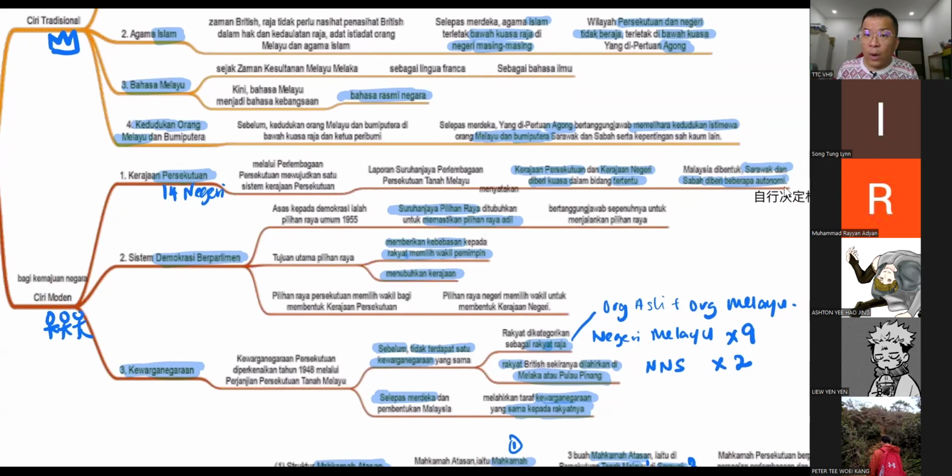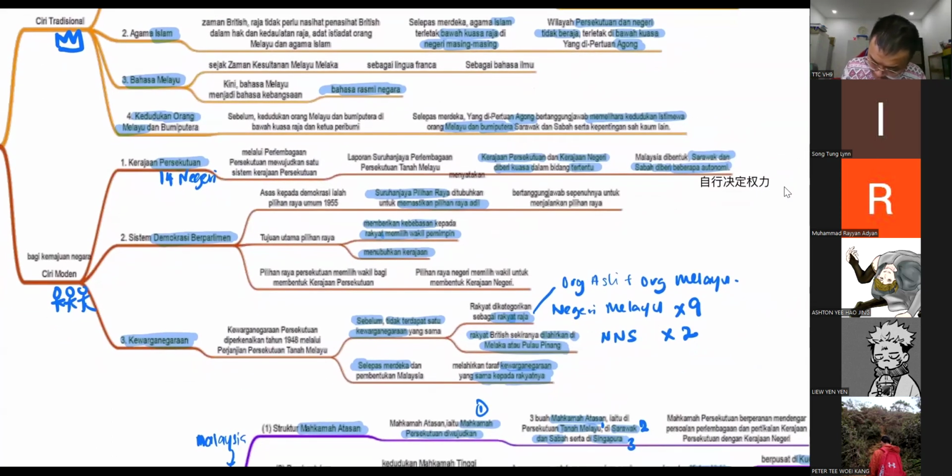Sabah and Sarawak have autonomy. What is autonomy? Autonomy means the power to make your own decisions, such as immigration. Passport. They can decide whether to let you in or not. The state government has the power to decide. When you fly to Sabah or Sarawak, you will chuchuk your MyKad. If the screen is green, good, you can enter. If the screen is red, sorry, you cannot enter. Sabah and Sarawak governments have the power to make such decisions.